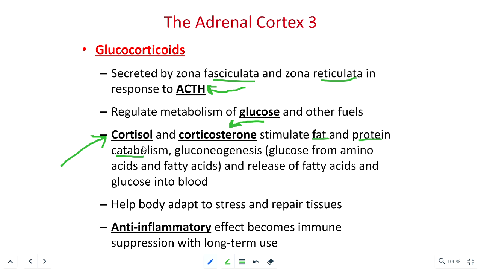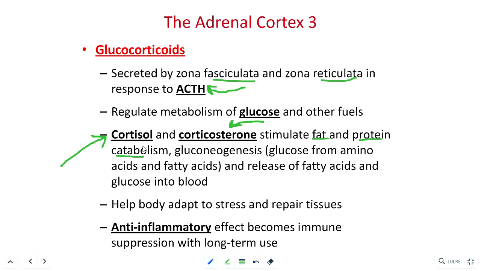Why would we need to do this? We would need to do this in a situation where we need to repair proteins in our bodies, so we need to have more amino acids mobilized, and in a situation when we need to have more glucose readily available. So think of stressful situations, that sympathetic activation of the nervous system, the fight or flight response, or think of healing from an injury.